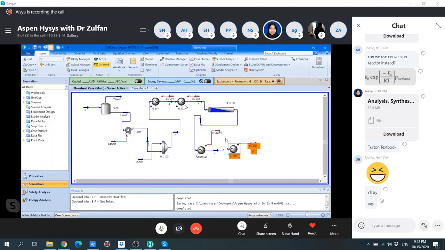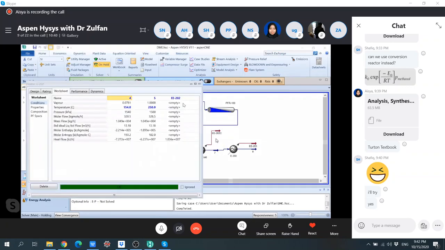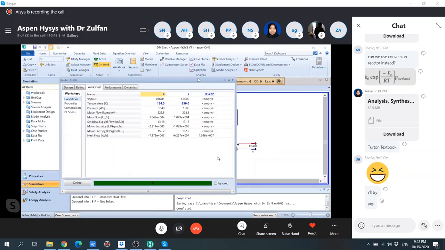How did you do that? So double click on that E202. Cooler or preheater? That preheater, because we're going to get the heat. The heat is going to be obtained from the outlet of the reactor. Mm-hmm. Yeah.